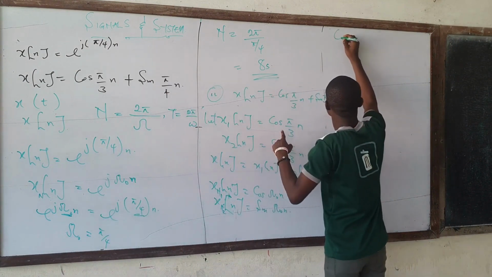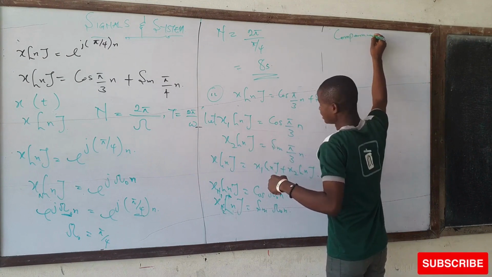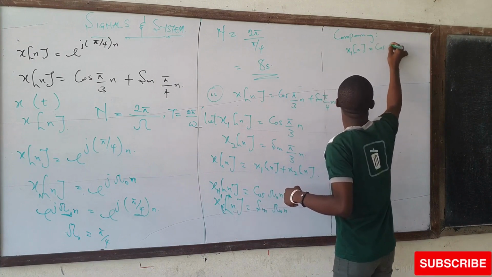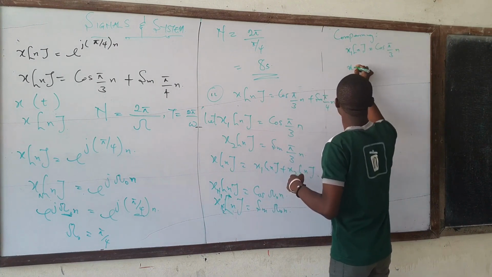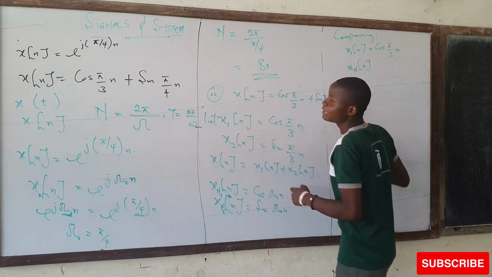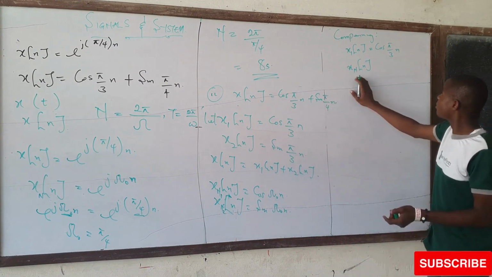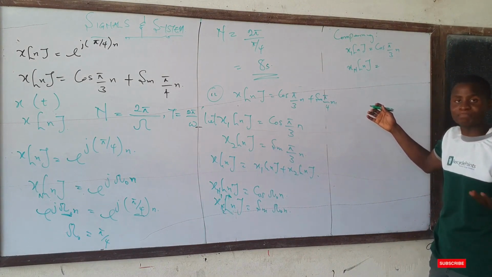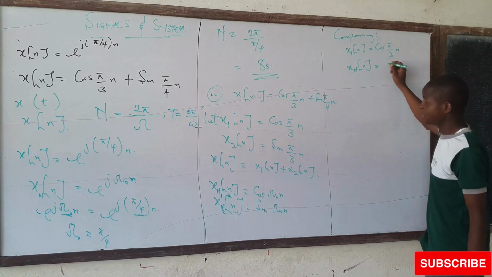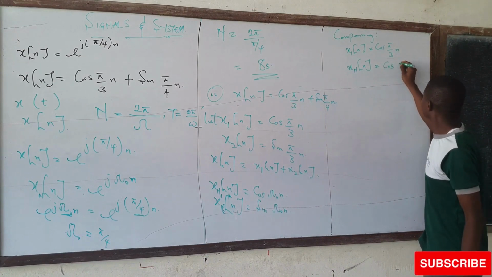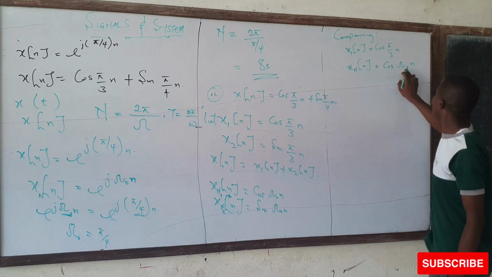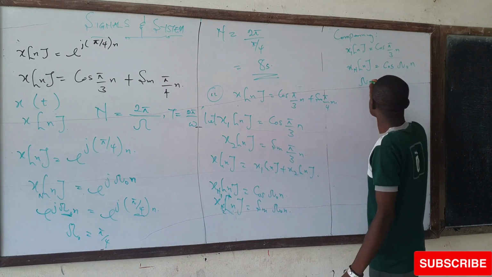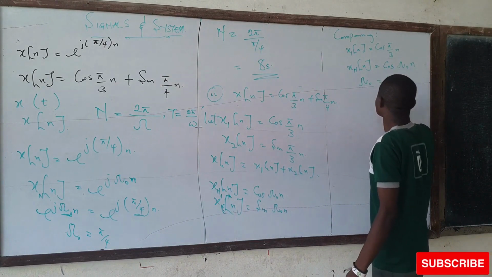So, comparing, I have x1 of n, which is equal to cos pi over 3 n. Then I have x of n, which is the generalized discrete signal if it is in cosine, it's going to be cos omega naught of n. Now you see my omega naught is standing where pi over 3 is standing. Hence they are equivalent. Omega naught is equal to pi over 3.